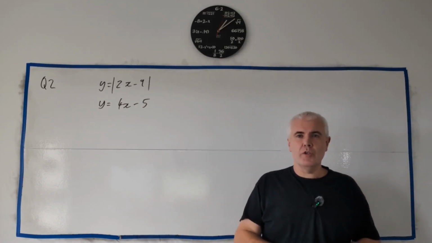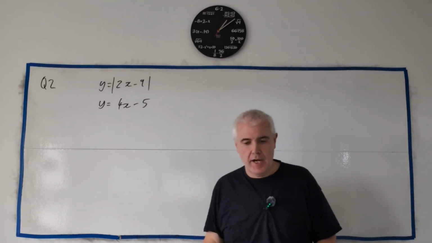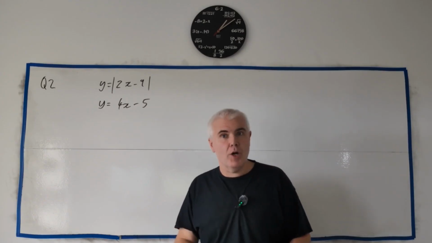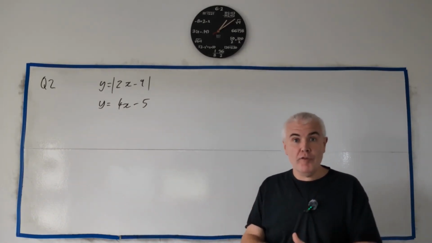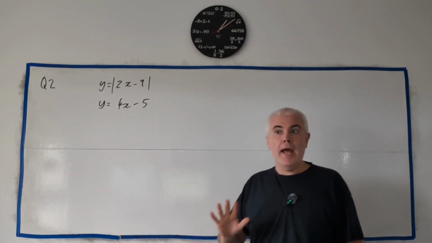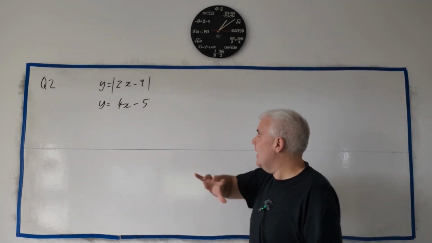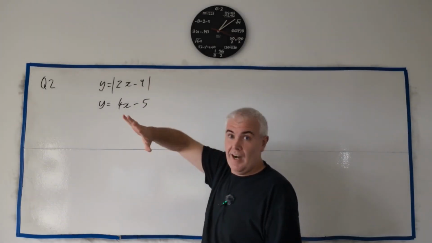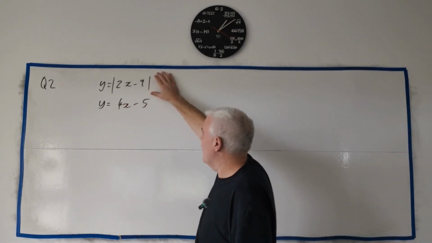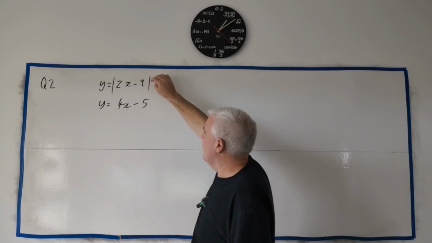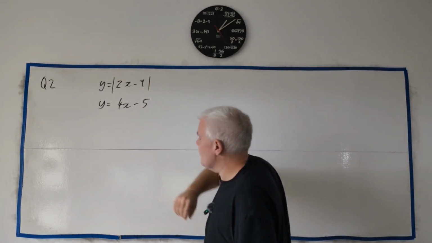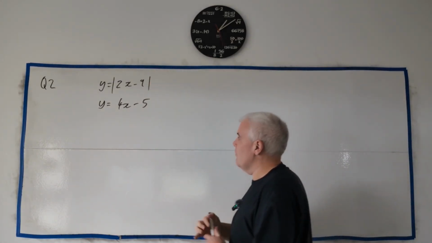In question 2, they give us 2 different equations here and one is to sketch them on the same graph. Now, hopefully you're able to do this quite quickly. I'm going to do it really slowly because I'm trying to teach you how to do it. Let's start off with the harder one, I hope anyway. The absolute value one here, 2x minus 9. What does the absolute value do?